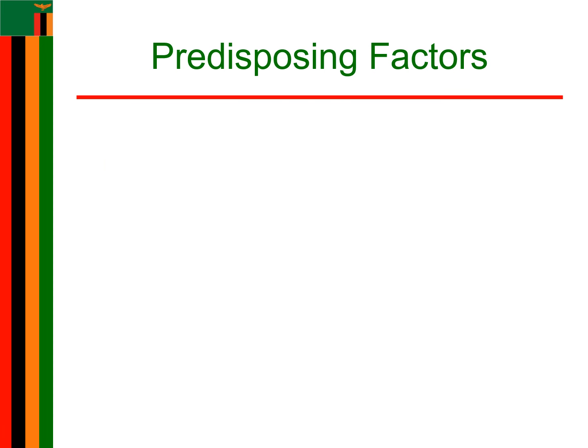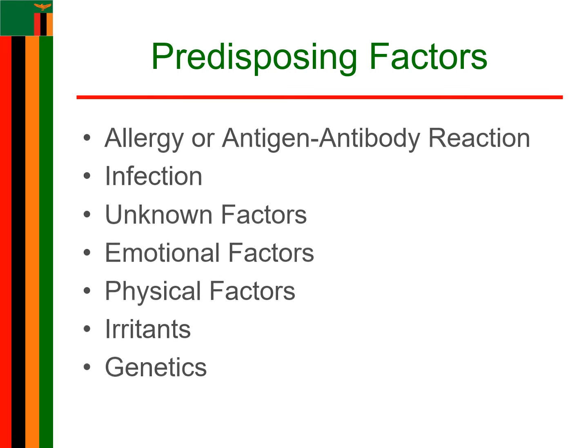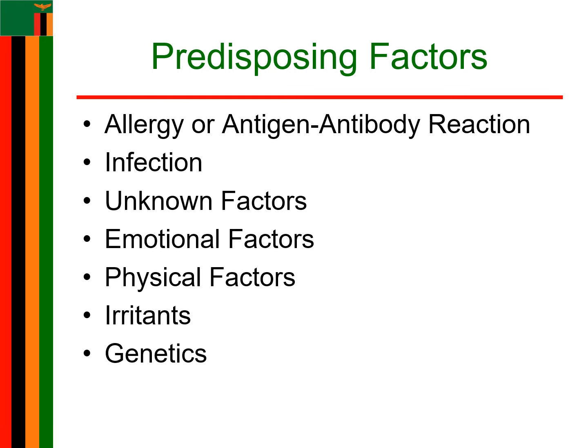Now let's look at the predisposing factors of asthma. One of the predisposing factors is allergy or antigen-antibody reaction to certain environmental substances, which includes pollen, plant spores, molds, animal hairs, house dust mites, and certain foodstuffs. Then the other predisposing factor is infection.